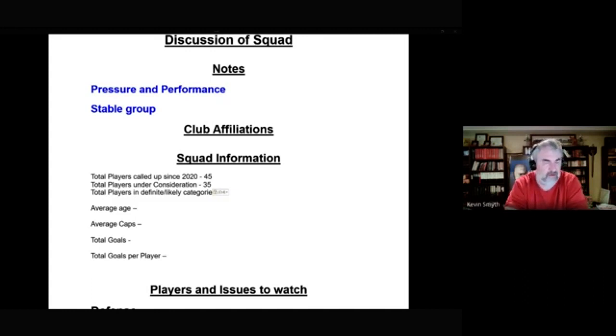And total players under consideration is 35. So that basically means they'll have to cut 9 of the players that we talked about today. And if we look at the definite and likely categories and use that as a guide, it would mean that they can basically add 5 of the possible players that we talked about here. So it's going to be a difficult decision.